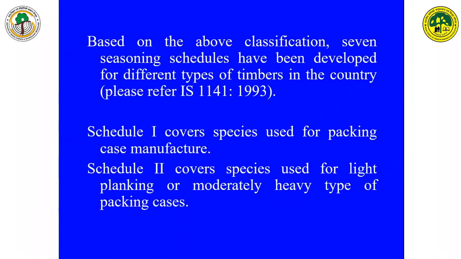So based on the above classification, 7 seasoning schedules have been developed for different types of timbers in the country. Please refer to IS 1141 of 1993. Schedule 1 covers species used for packing case manufacture. Schedule 2 covers species used for light planking or moderately heavy type of packing cases.